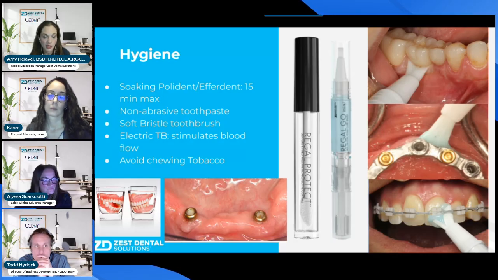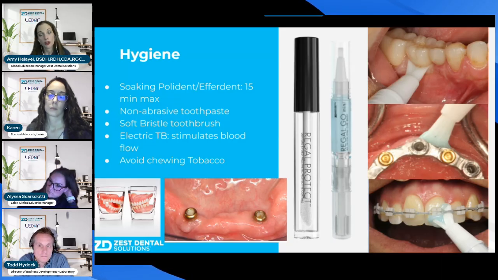So Regal Protect is an amazing product that we've developed that can help you increase the longevity and life of your overdenture prosthesis, as well as any fixed full arch prostheses that we're going to talk about later. Another option is what's called Regal Go. And this is basically a toothbrush on the go for cleaning of your prosthesis.